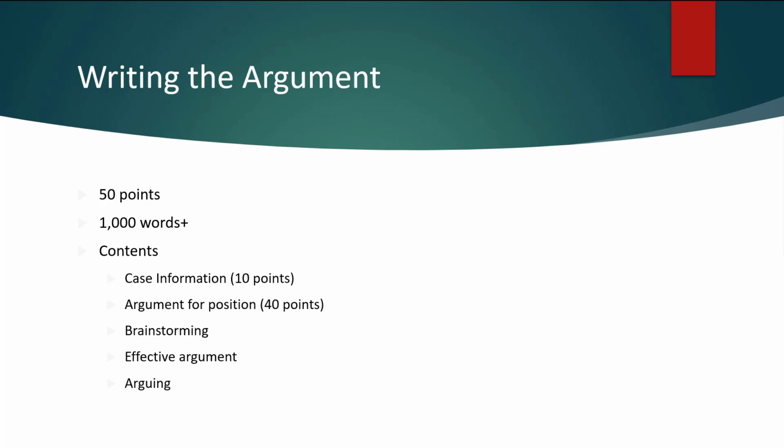And that's roughly, if you're doing the standard 250 words per page approach, roughly 4 pages. So what should be in here is as follows. First is the case information, and this is worth 10 points. This is where you'd be doing the informative, descriptive, or summarizing part of the paper, where you let the reader know the information they need to make sense of your argument, so they get some context.